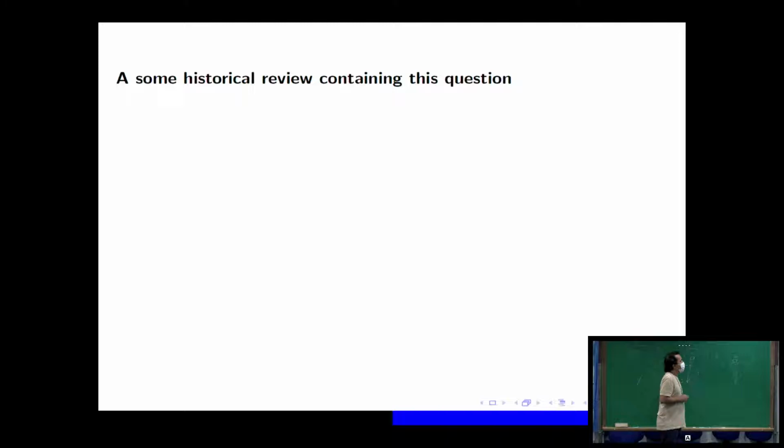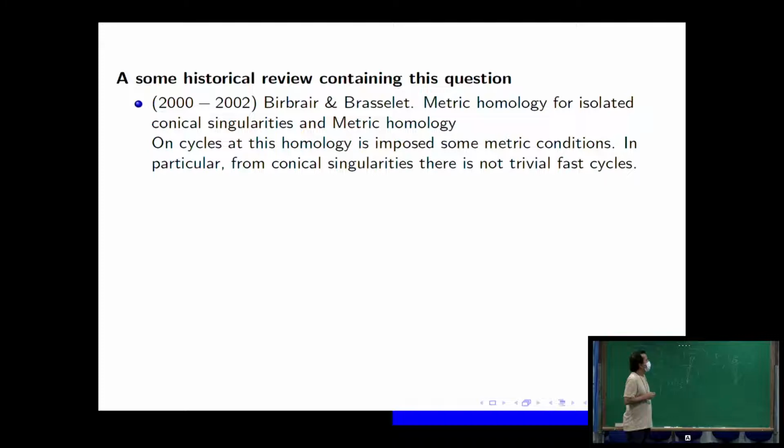Okay. This is a relatively old question. Let me mention some works about this. For example, in 2000 and 2002, Birbrair and Brasselet created a metric homology for conical isolated singularities, and later for more general singularities. The idea of this metric homology is to detect conical obstructions. In general, it studies the behavior of the metric type of some germ, but it is also motivated by homeomorphisms and objects on the link.